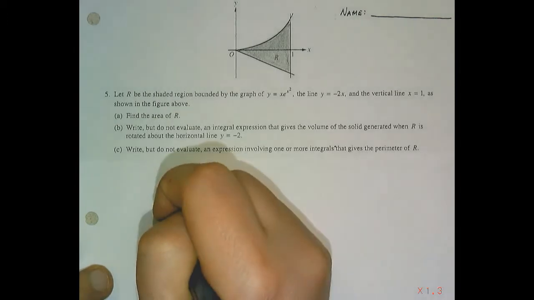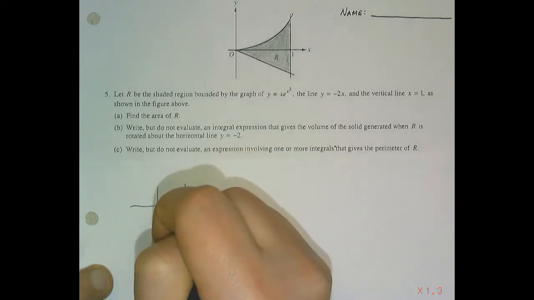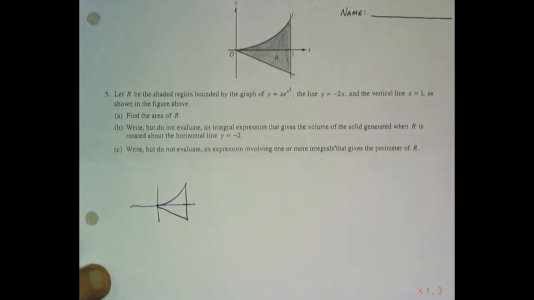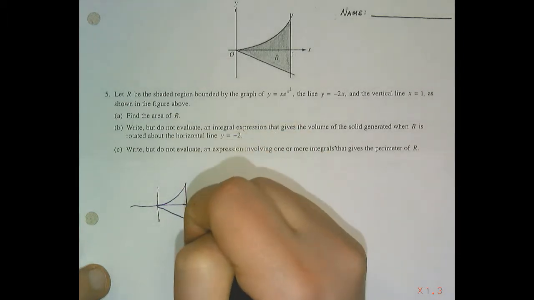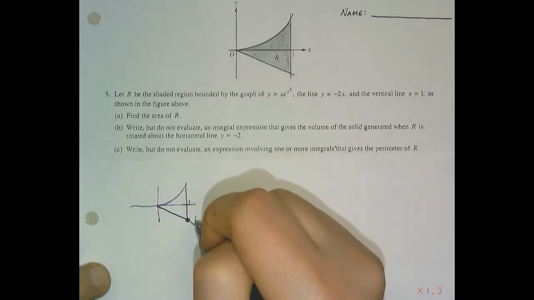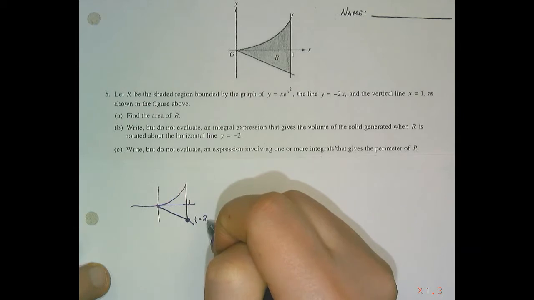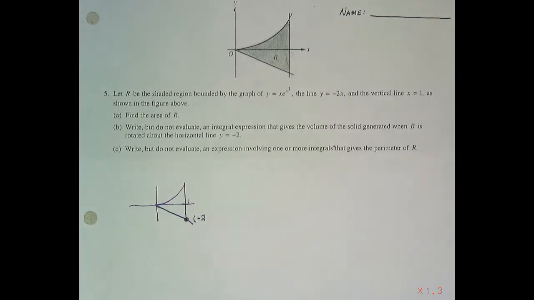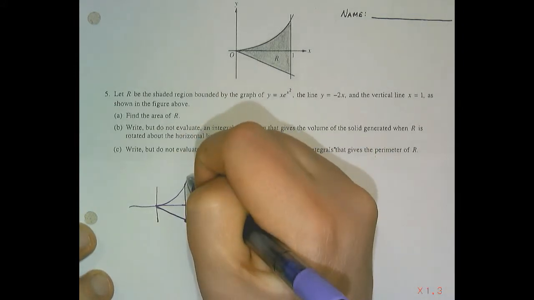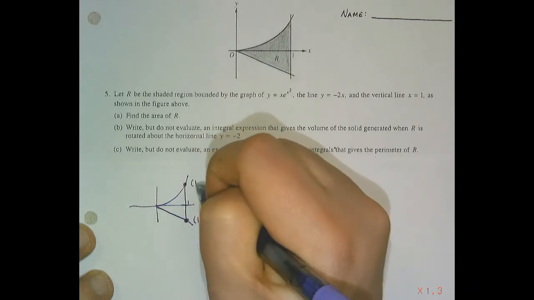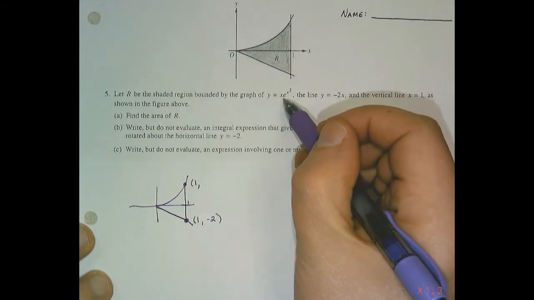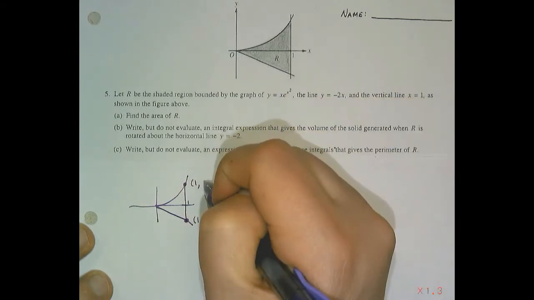And if we do a little bit of analysis here, we might be able to extract some information so that we only need one integral. First off, this line occurs at x equals 1, so the intersection point right here occurs at 1 comma negative 2. Likewise, this point here is going to occur when x is 1, and for the y value, we can plug 1 into this equation and we get 1 times e to the first, so 1 comma e.